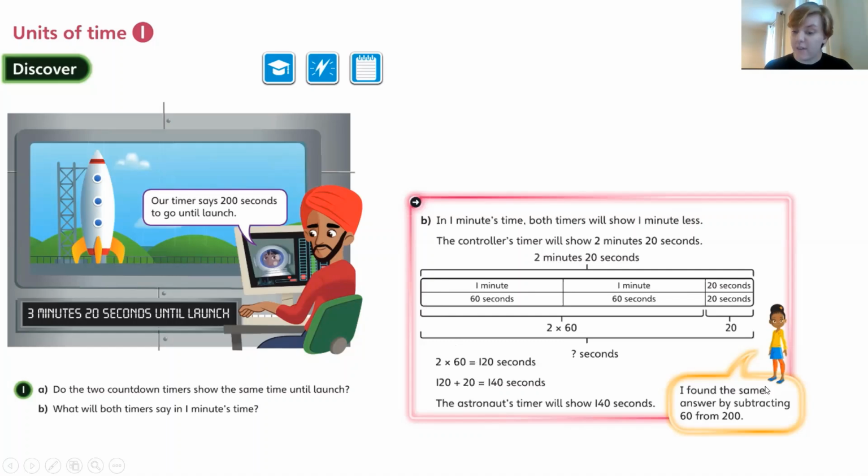This young lady says she found the same time by subtracting 60 from 200. His timer said 200 seconds. If we take away 60 seconds, that's taking away a minute, just as we did here. Okay?